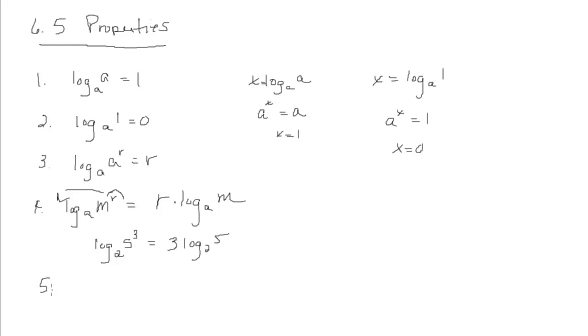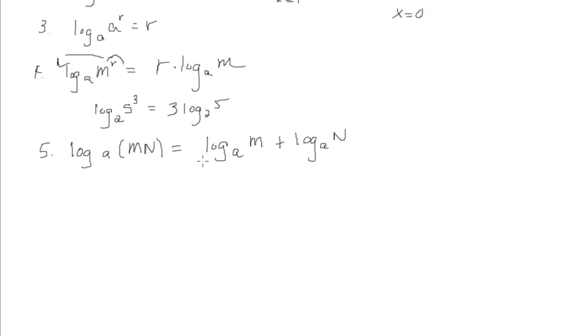Alright, so 5 and 6. Number 5 says log base a of m times n can be broken down as a sum. So log base a of m plus log base a of n. So when you have two things being multiplied in the argument, you can separate that into two logs being added together. And if the argument is a quotient, I can rewrite this with subtraction.